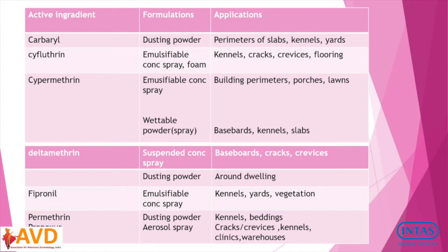So the cracks and crevices will have the eggs, and we have to take care of those eggs too. Heating with a flame can also destroy the eggs in the cracks and crevices. Kennels, clinics, and all of these have to be taken care of for tick control. Along with control on the animal, we have to take care of the kennels as well as the nearby areas: cutting of grasses and shrubs, and cracks and crevices. All this should be taken care of.